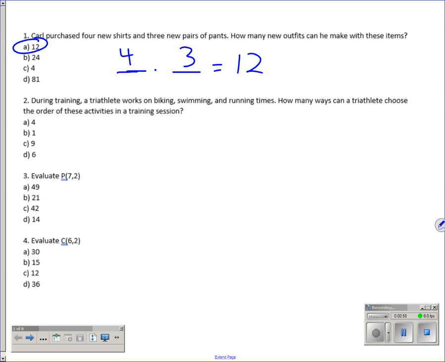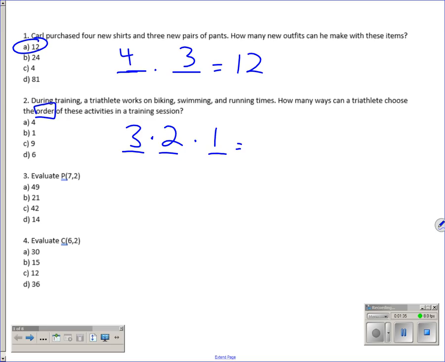Number 2 says, during training, a triathlete works on biking, swimming, and running times. How many ways can a triathlete choose the order of these activities in a training session? So how many different ways can I arrange these 3 separate events? There's 3 activities, and you have to think about how many options you have starting left to right. In the first place, I can start off with biking, swimming, or running. That's 3 options. Whatever I pick there, I can't do in the second place. So if I pick biking here, then I have swimming and running left to choose from. That's 2 options.